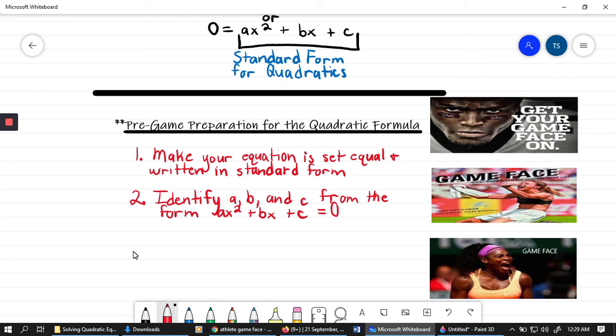Next, you've got to identify your a, b, and c from the form ax squared plus bx plus c. After you've identified exactly what those coefficients and that constant term are, your a, b, and c, then you need to calculate the discriminant. Put a pin in that. Put a pin right there in what the discriminant is, because we're going to come back to that.